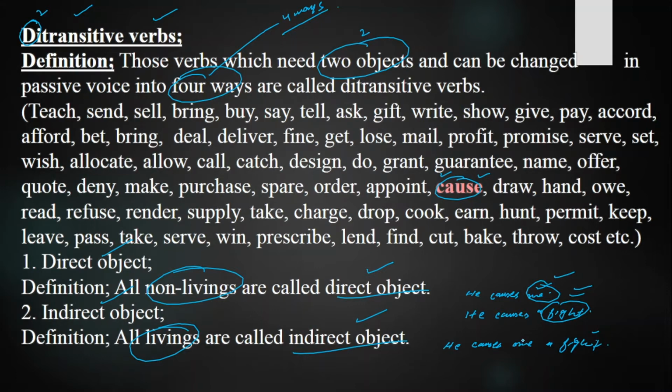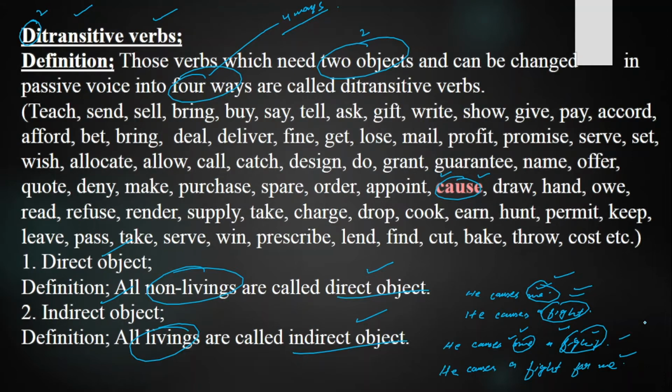Now this is the first way to write it in active voice. We mostly bring the indirect object at the beginning and the direct object at the end, but if you want to shuffle the places, the indirect object will be preceded by a preposition, like he causes a fight for me. So these are the two ways to write them in active voice.